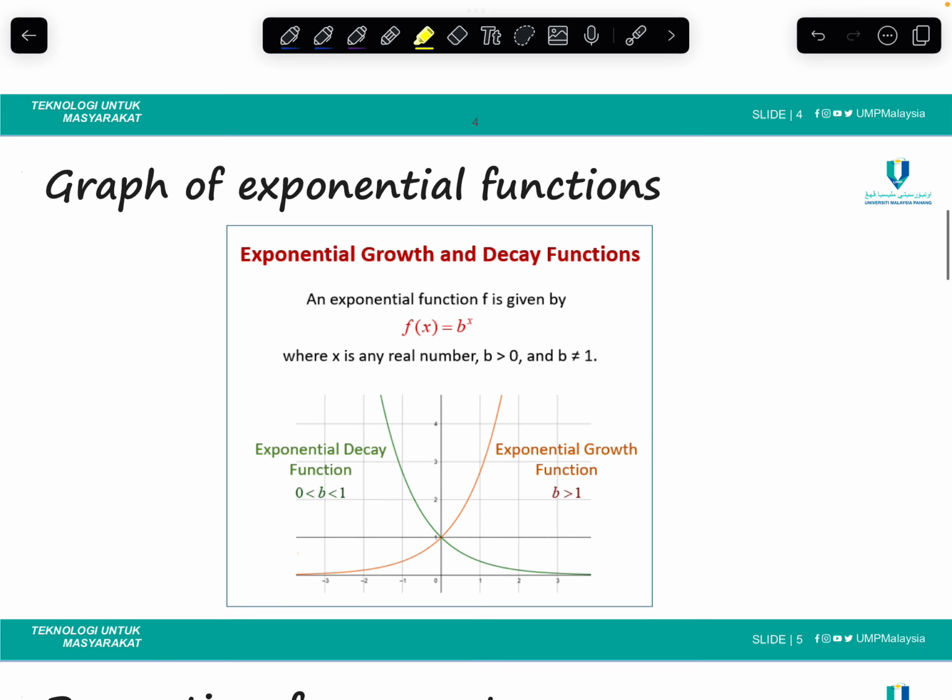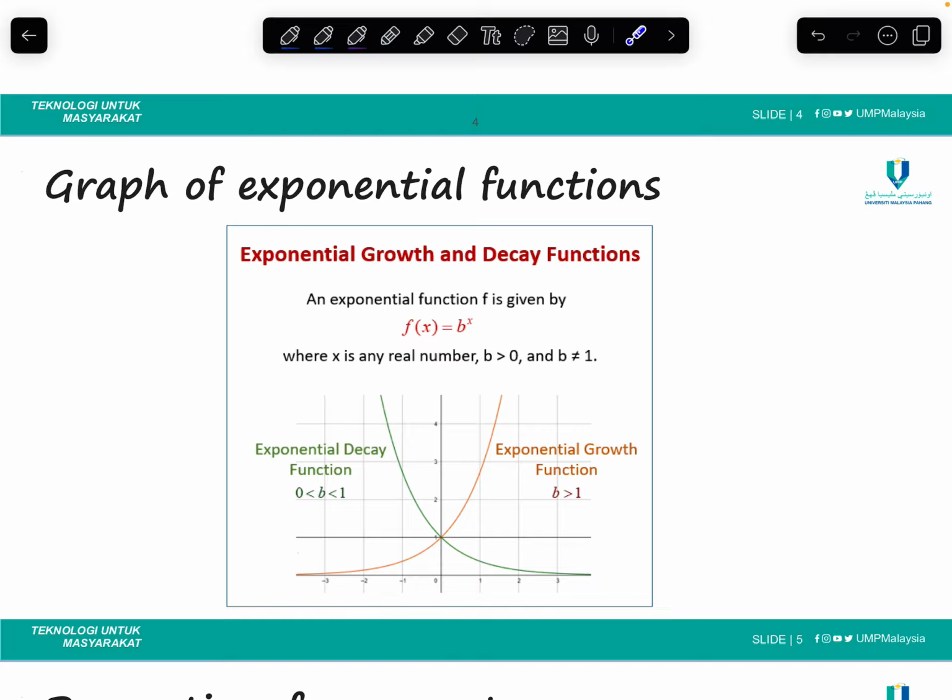So there are two types of trends in exponential. We have two types of behavior, which are growth and decay. Okay, exponential growth and decay. An exponential function f is given by this general form, f(x) equal to b to the power of x. See here, x is located in the exponent as the variable, where x is any real number, b greater than 0 and b is not equal to 1.